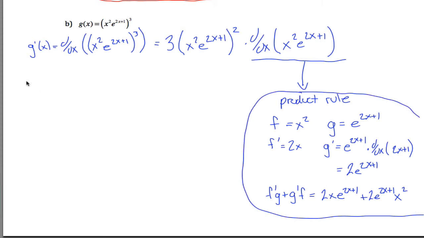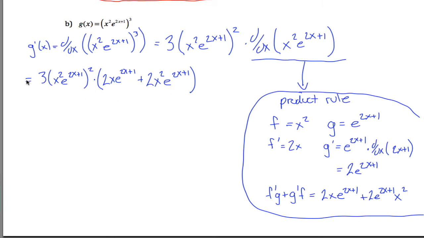So my final answer is 3 times (x squared e to the 2x plus 1) squared times, I'm going to put parentheses in because I got two terms, (2x e to the 2x plus 1 plus 2x squared e to the 2x plus 1). What I did is I recopied this down here, but force of habit, I like having my x's before my e to the x's, so I wrote the x squared first. I don't care what order you write this stuff in.